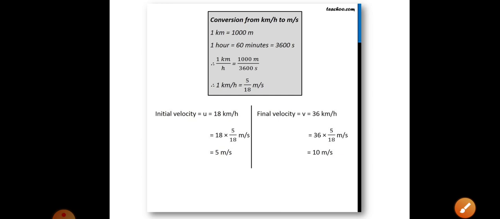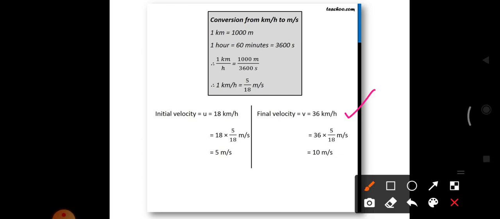If you take the final velocity, v equal to 36 km per hour, instead of kilometer per hour, you can substitute 5 by 18 meter per second. When we divide, 1 18 is 18, 2 18s are 36. 2 into 5, 10. So 10 meter per second. The final velocity is 10 meter per second.